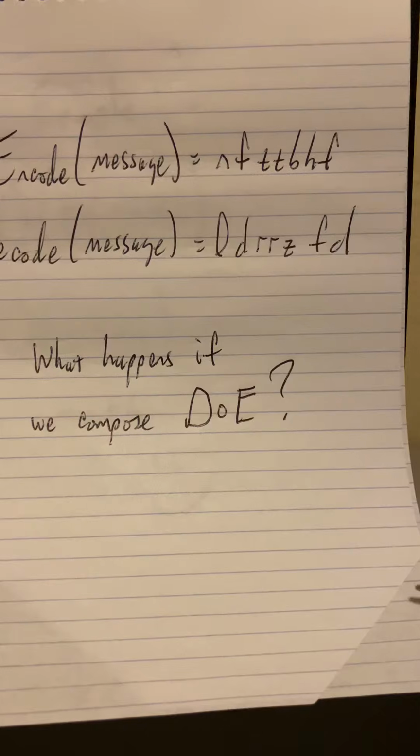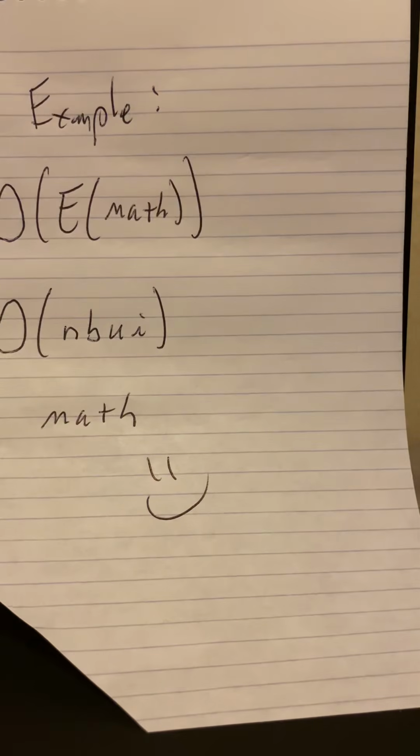What happens if we compose D composed of E, the decode composed of the encode? What do you think happens? Take a wild guess. I'm sure you guessed correctly. If you decode the encode, you get the original message.